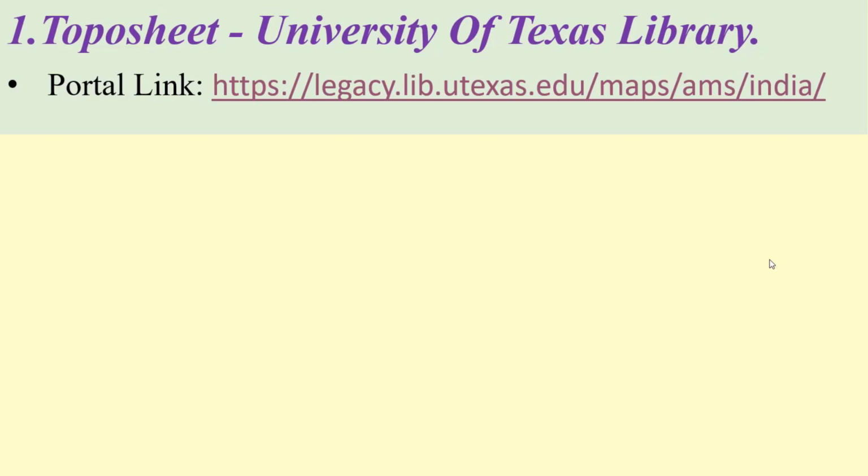I am going to discuss a few sources from where we can collect the data for our GIS work. The first one is collection of topographical sheet from University of Texas Library. This library website provides topographical sheet for entire India as well as for its neighboring countries. The maps are provided in JPG image format in the scale of 1:250,000. No registration is necessary to download maps from this website. The web link for the page is mentioned here. You can use it to open the web page.